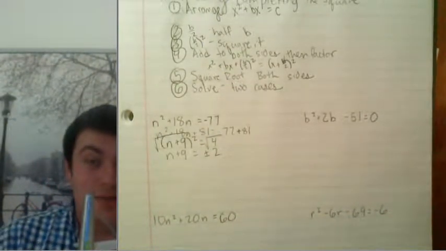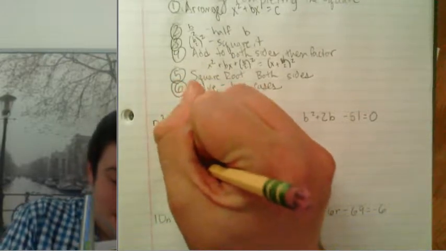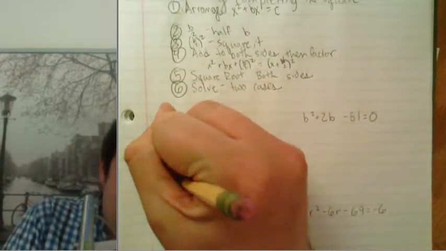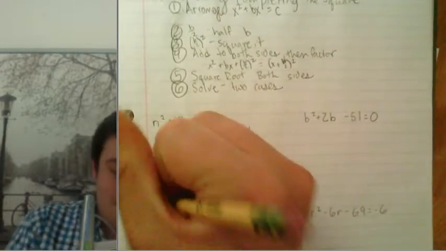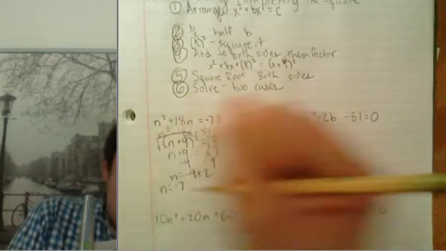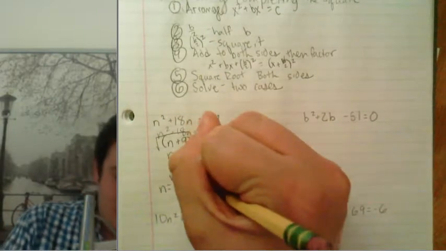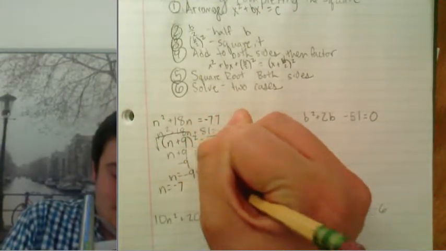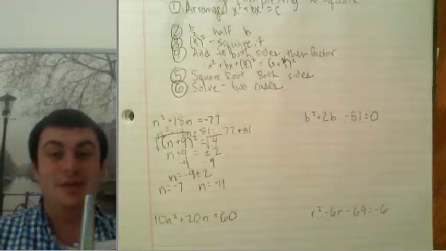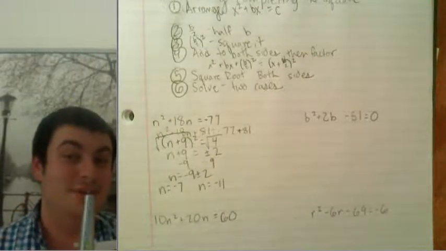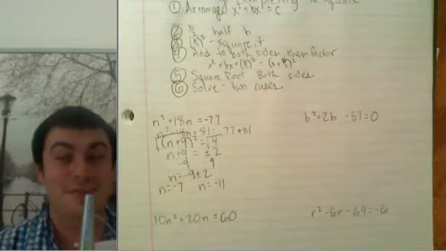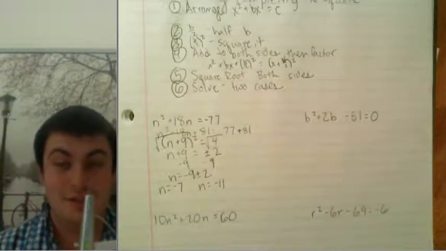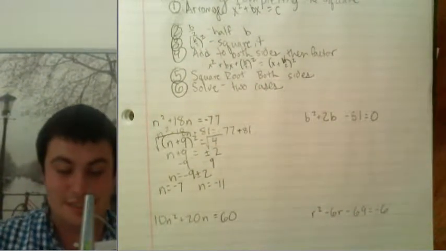So now when we subtract 9 on both sides, we have n equals negative 9 plus or minus 2. Meaning n could equal negative 7 or n could equal negative 11. And there we have just solved by completing the square. So let's look at a couple more examples here together.